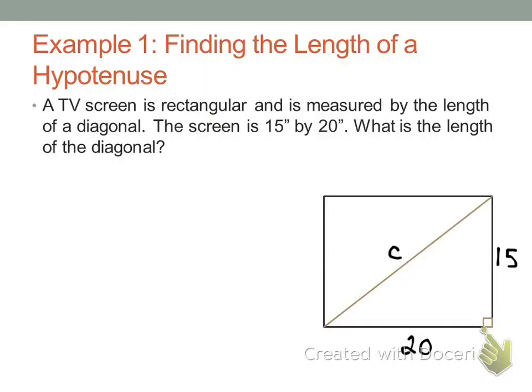All right, so we always start with our formula. a squared plus b squared equals c squared. This is always our starting point. And now we're going to plug in the numbers where they belong in the formula.